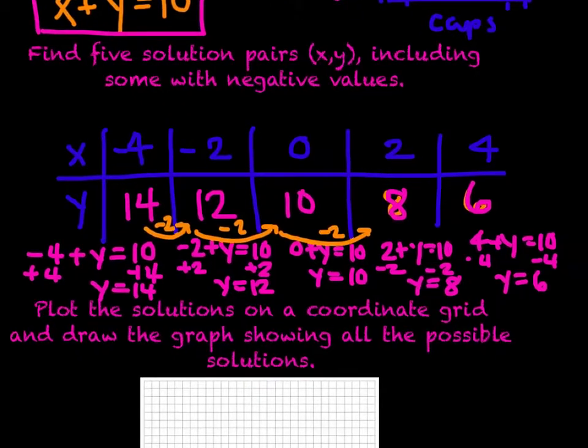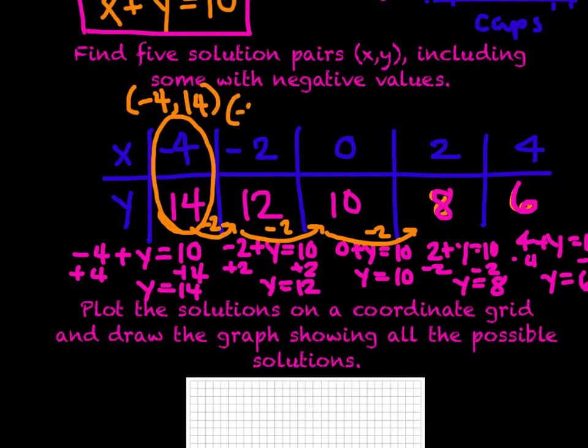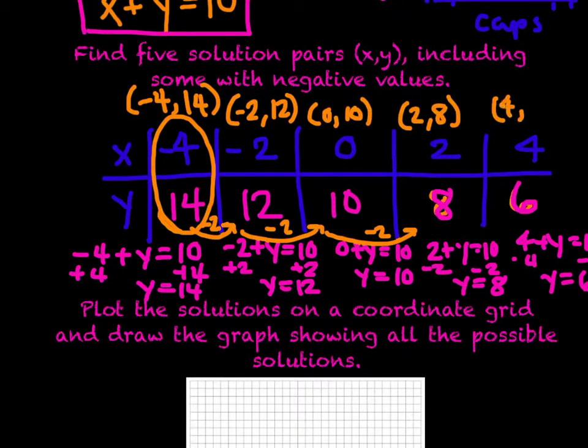I could write this first set right here as a coordinate pair, saying -4, 14. That is a point on a graph. We could also have that same thing for the next ones: -2, 12, 0, 10, 2, 8, and 4, 6. And we're all set there. We have a bunch of coordinate points.